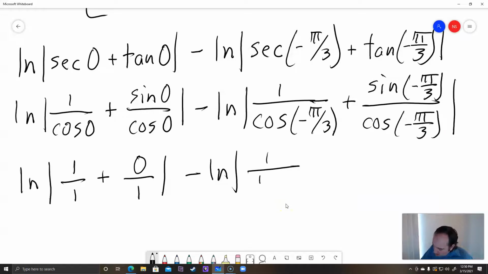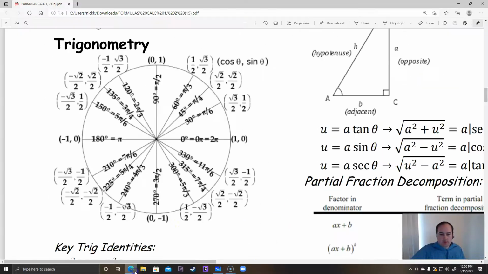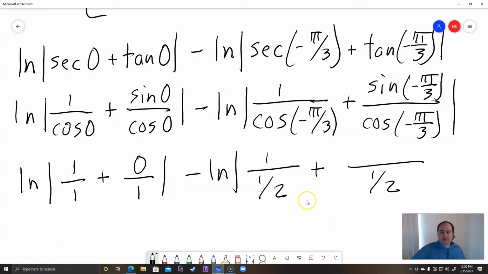Okay, so we have 1 over 1/2 plus, this other one is also going to be over 1/2. And then what was the y-coordinate? So sine of negative pi over 3 is going to be the y-coordinate on the unit circle. So again, at 5 pi over 3, the y-coordinate is actually negative root 3 over 2. Okay, so here in the numerator we have negative root 3 over 2.